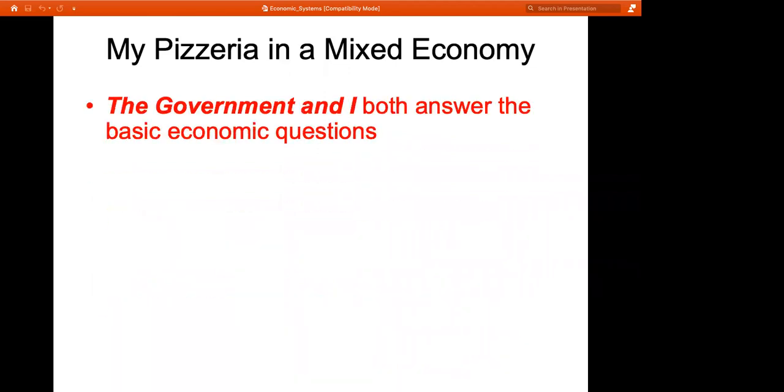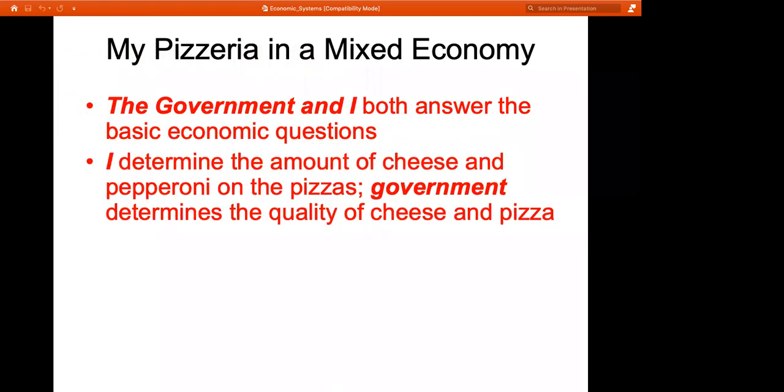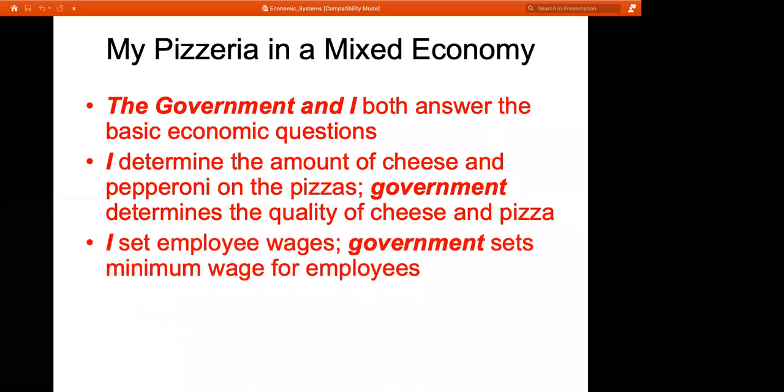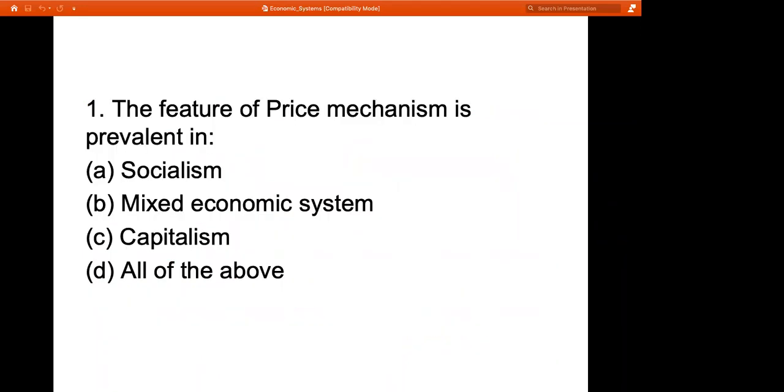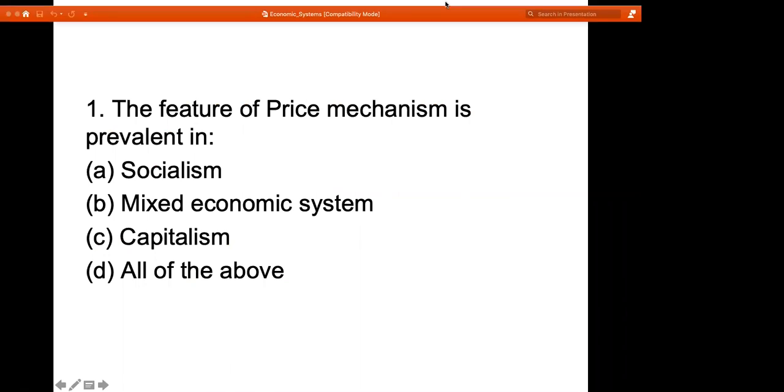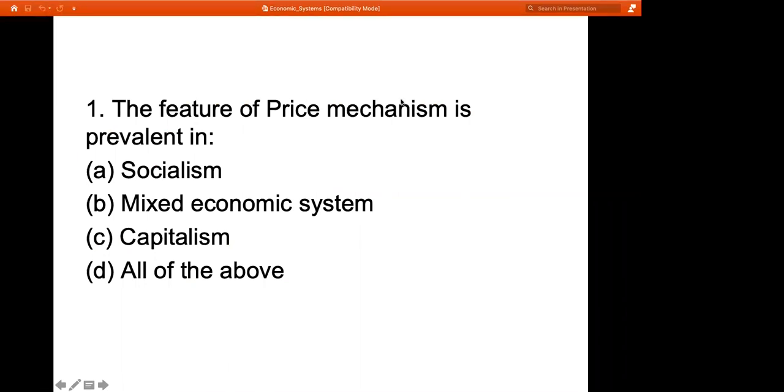Whereas for pizza in a mixed economy, government and I both answer the basic economic questions. I determine the amount of cheese and pepperoni on the pizza, whereas government determines the quality of cheese and pizza. I set employee wages, but government sets minimum wages for employees, below which you cannot go and above which you can go. I determine business hours. Government determines whether I am safe to be open or not. So these are some of the questions I have taken from economic systems, and they're also pretty straightforward questions I have added here.